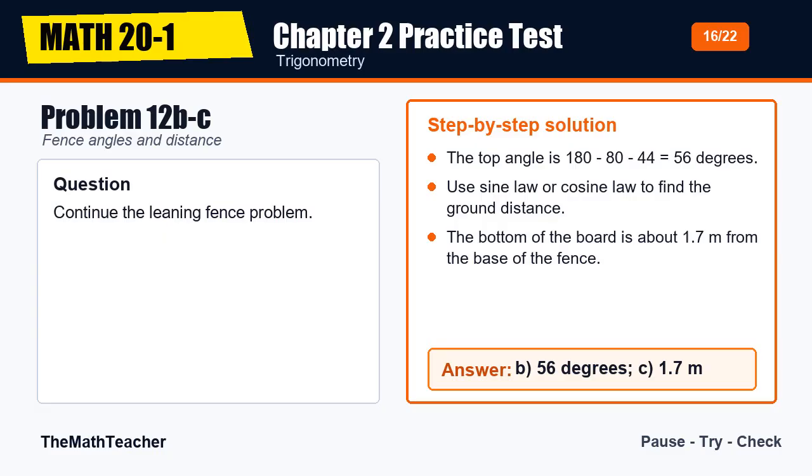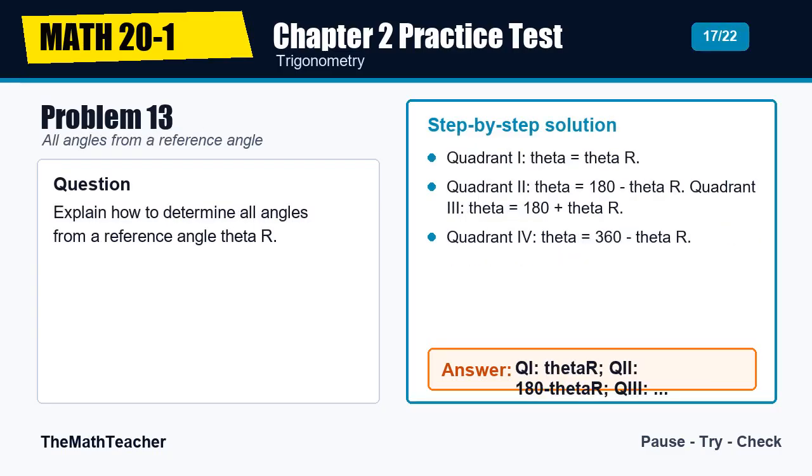Problem 13. To build all angles from a reference angle, use the quadrant rules. In quadrant 1, theta equals the reference angle. In quadrant 2, theta equals 180 minus the reference angle. In quadrant 3, theta equals 180 plus the reference angle. In quadrant 4, theta equals 360 minus the reference angle.